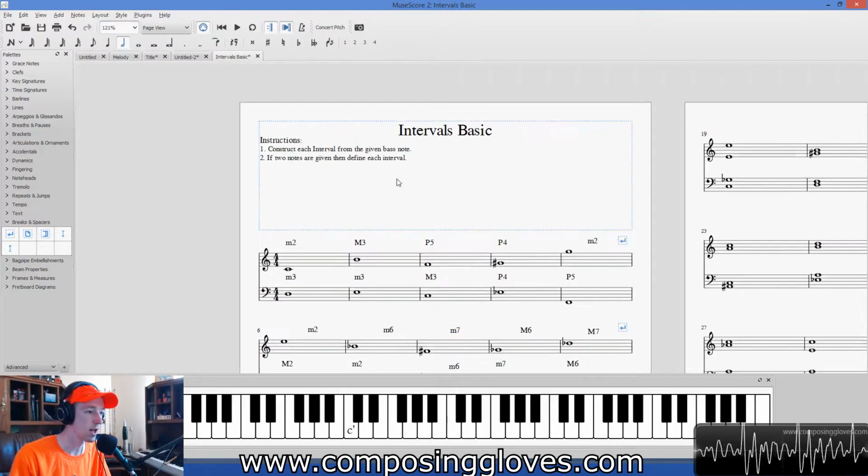So for your exercise, you'll have this, and we'll say intervals basic. You'll open it up, and I have some instructions here. I said, construct each interval from the given base note.